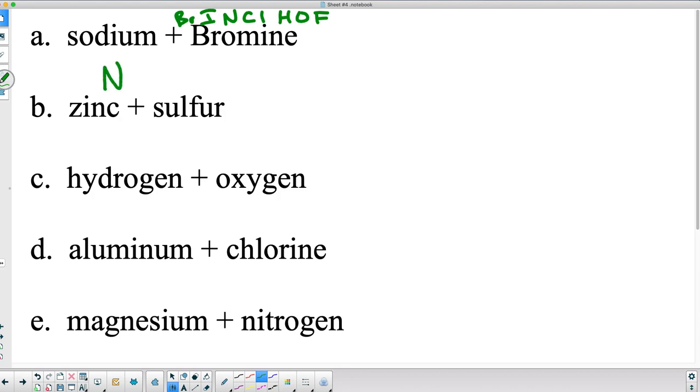Sodium is not Brinkelhoff, so I can just write sodium by itself. Okay, there's no symbols and charges here. There's no charge for sodium when it's by itself. How do you know sodium's by itself? When the word is written and then you see the plus sign and then you see another element, the plus sign means that these elements are separate, not together. Okay, so that's how you know to write sodium down here without any charges.